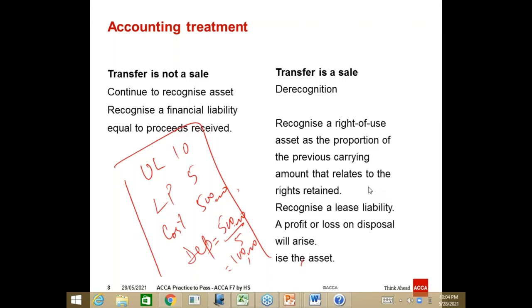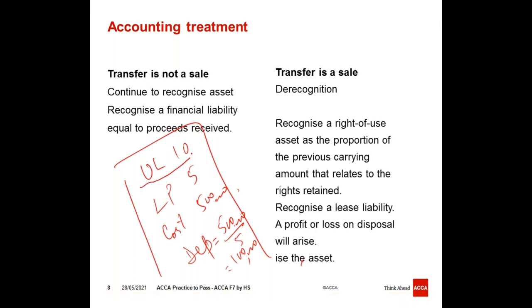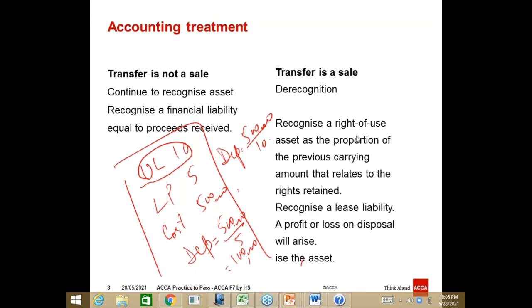But if it is mentioned in the question that the legal title of the asset will be transferred to the lessee at the end of the lease period, then the asset will always be depreciated over its useful life. So in that case, you need to charge depreciation at 500,000 divided by 10. If it is certain that the asset will be transferred at the end of the lease term, then it will be depreciated on the useful life. Very good. Absolutely right.